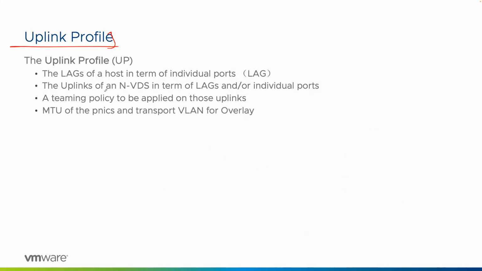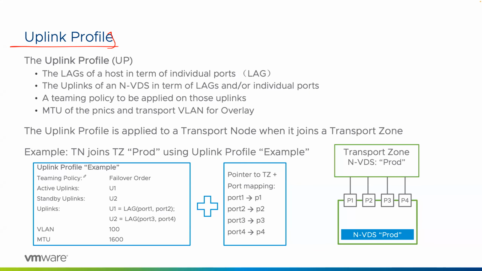Uplink profile. So now we have uplink, we have N-VDS, we have a lot of terms. You want to put a lot of concepts into a group to ease your whole configuration process. Here we have the uplink profile. In the uplink profile, we just put the teaming policy in it. We have active uplink, we have uplink. We also have a connection.